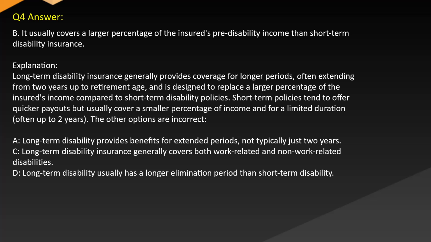Explanation: long-term disability insurance generally provides coverage for longer periods, often extending from 2 years up to retirement age, and is designed to replace a larger percentage of the insured's income compared to short-term disability policies. Short-term policies tend to offer quicker payouts, but usually cover a smaller percentage of income and for a limited duration, often up to 2 years.